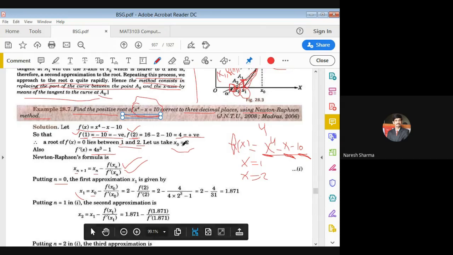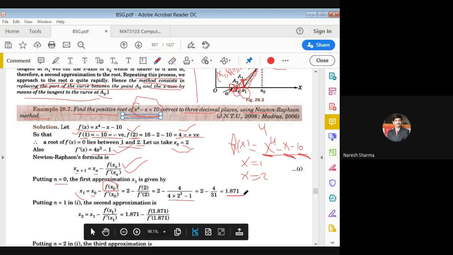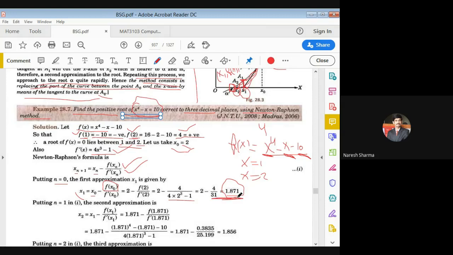So x0 we assume is 2. We put 2 here. The value of the function at 2 is already calculated here, that is 4, divided by, we put 2 in the derivative of the function, that is 4 times 2 cubed minus 1. That is 8 into 4, 32, minus 1 is 31. So 2 minus 4/31 is 1.871. So this is the next approximation of the root.